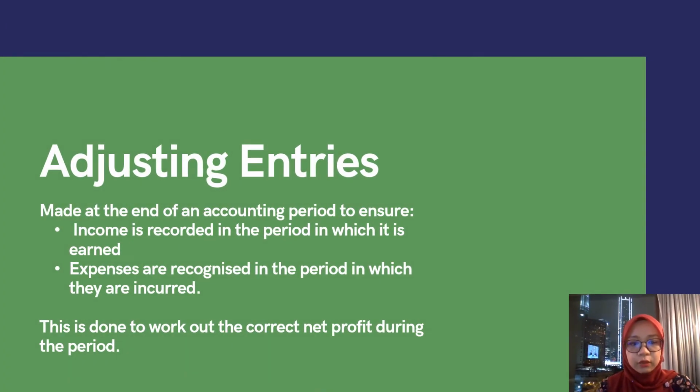Therefore, in order to work out the correct net profit during the period, we have to do adjusting entries. This entry should be made at the end of the accounting period to ensure the income is recorded in the period in which it is earned and the expenses are recognized in the period in which they are incurred.